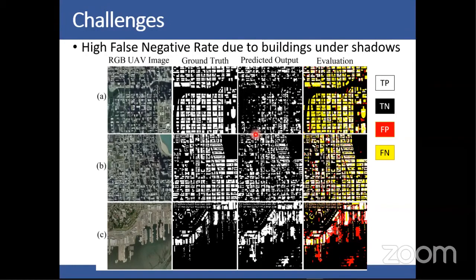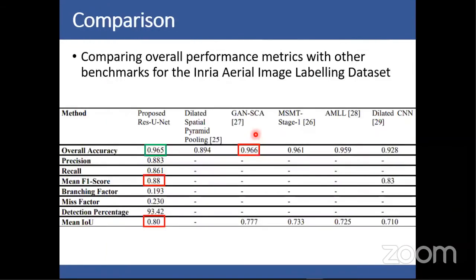However, given these challenges also, if we compare the overall metrics of our proposed model with the other state-of-the-art models for the same data set, we can see that the accuracy that we are achieving is 96.5%, while the best one is 96.6%. The mean F1 score we have tried to improve from 83 to 88%, and the mean intersection over union metric we have tried to improve from 77% to 80%.